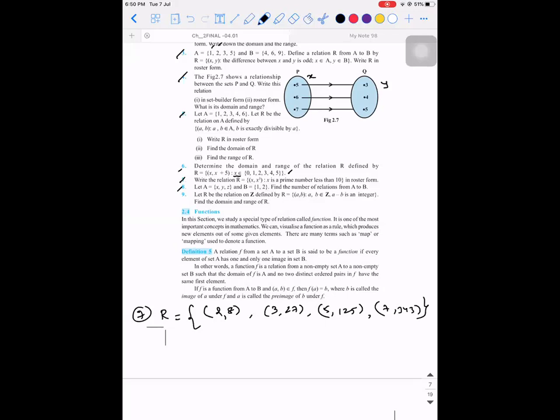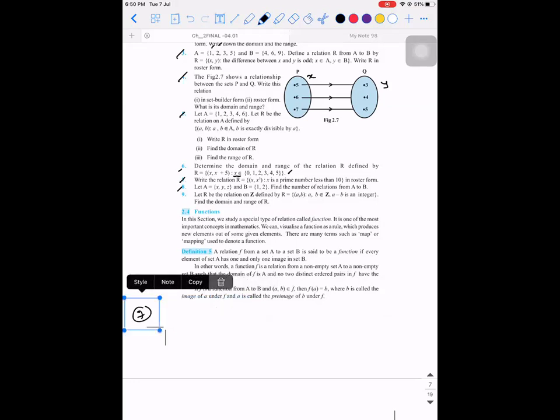So let's do the ninth one. Let R be the relation on Z. Z means integers because it's given in bold. On Z, defined by R is equal to (A, B) such that A and B both belong to integers and A minus B also should be an integer. Find the domain and range of R.